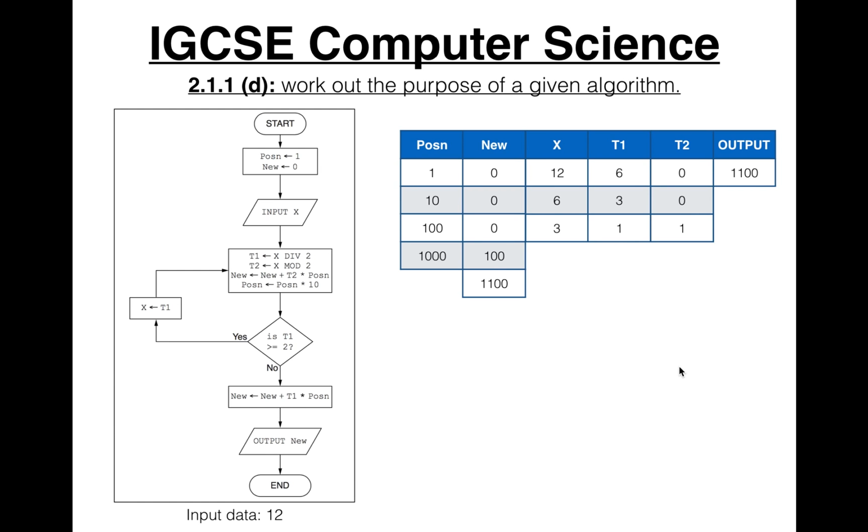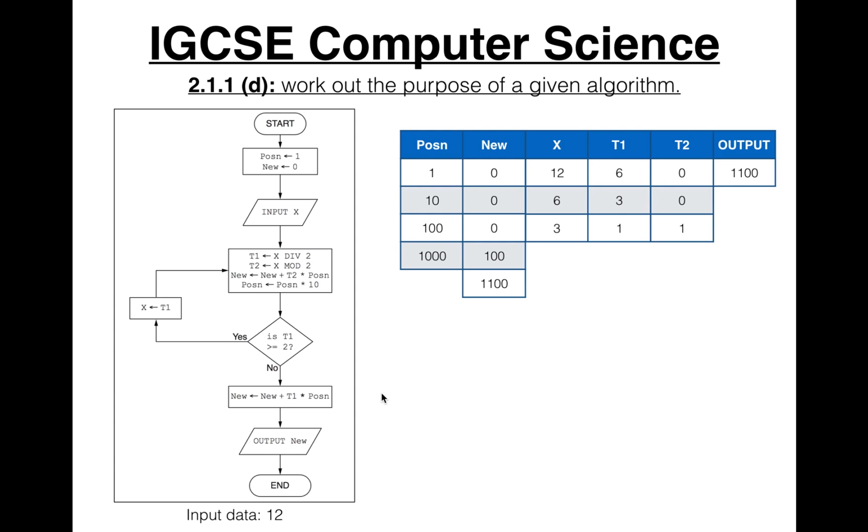So there, we've looked at a trace table. Now, see if you can work out the purpose of the algorithm. What they mean by purpose is you're basically saying what it does.